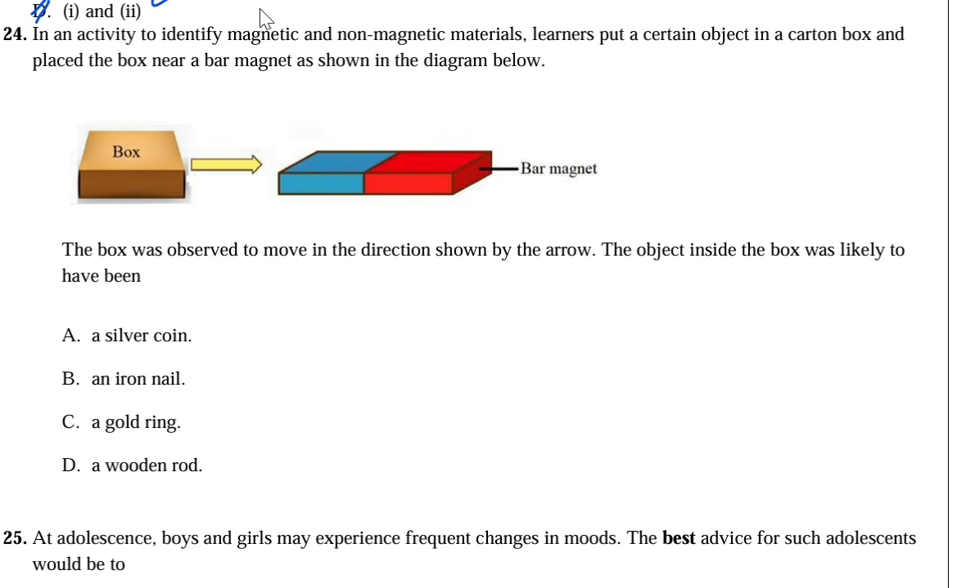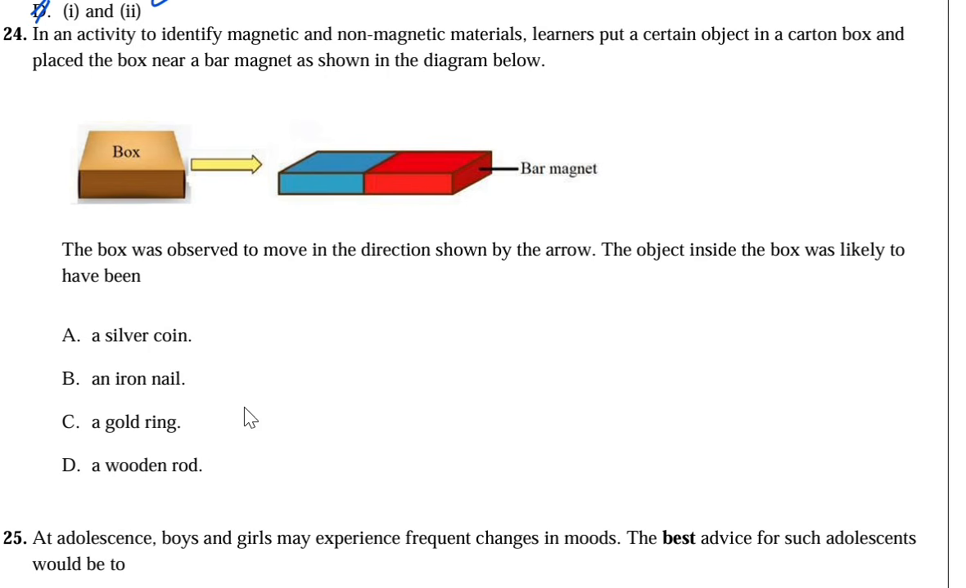In an activity to identify magnetic and non-magnetic materials, learners put a certain object in a carton box and placed the box near a bar magnet as shown in the diagram below. So you have a bar magnet and then you have a box. The box was observed to move in the direction shown by the arrow. So the box is moving this way. The object inside the box was likely to have been A, a silver coin, B, iron nail, C, gold ring, D, wooden rod.